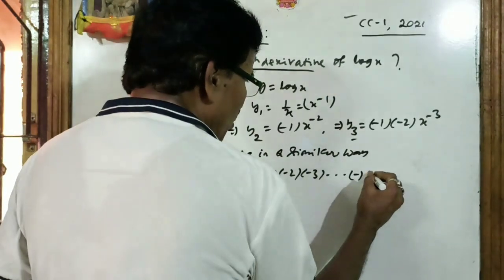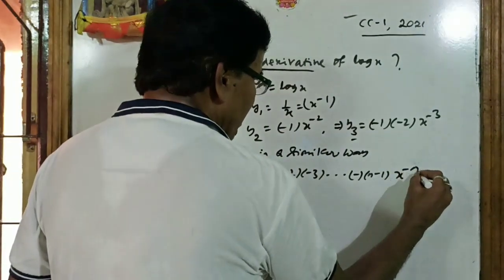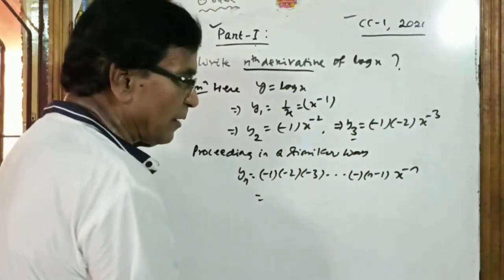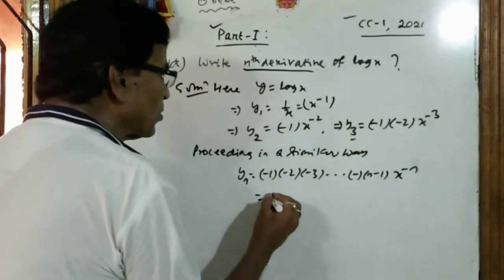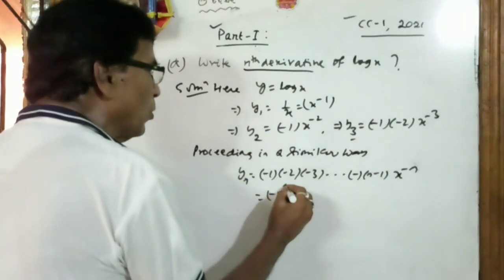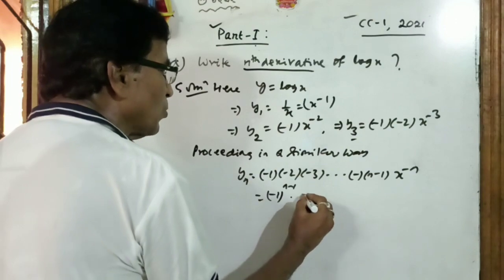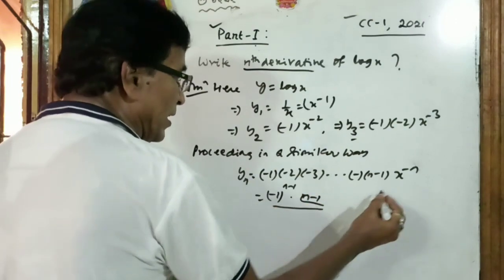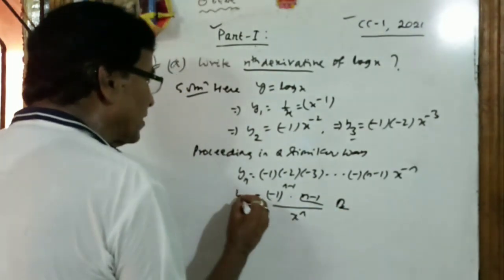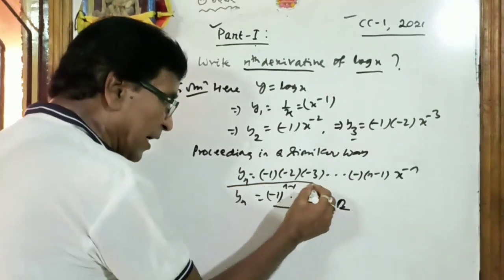Here you see that this minus 1 is multiplied how many times? n minus 1 times. So on taking minus 1 from each term, we get minus 1 whole to the power n minus 1 into factorial of n minus 1, whole divided by x to the power n. So it is the answer. That means if y is equal to log x, then its nth derivative is minus 1 whole to the power n minus 1, factorial n minus 1, divided by x to the power n. Is it clear?